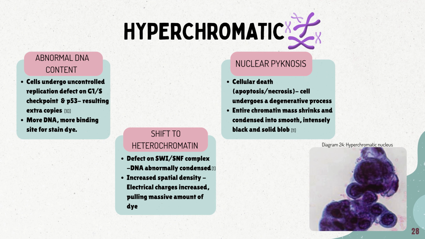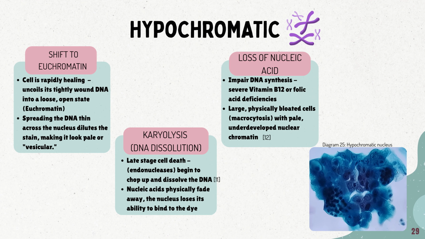For hypochromatic, first, the shift to euchromatin. When a cell is actively healing or working hard, enzymes turn off the protein's positive charge, causing the tightly wound DNA to completely uncoil and relax into an open state called euchromatin. The long DNA thread is spread out paper thin across the entire wide volume of the nucleus. Because the DNA is spread so thin, the dye binds very weakly, making the nucleus look incredibly pale, clear, and see-through.